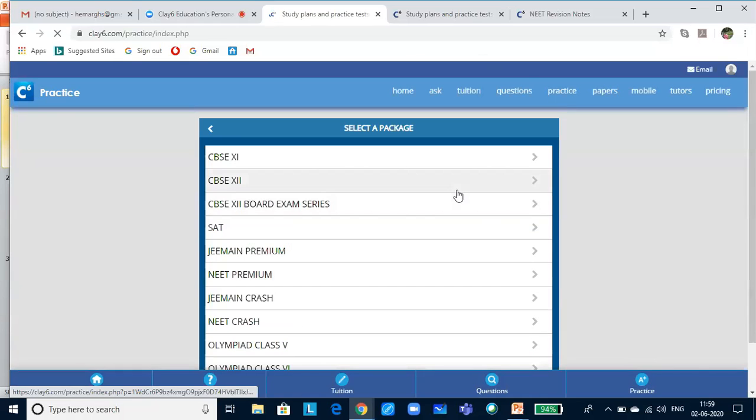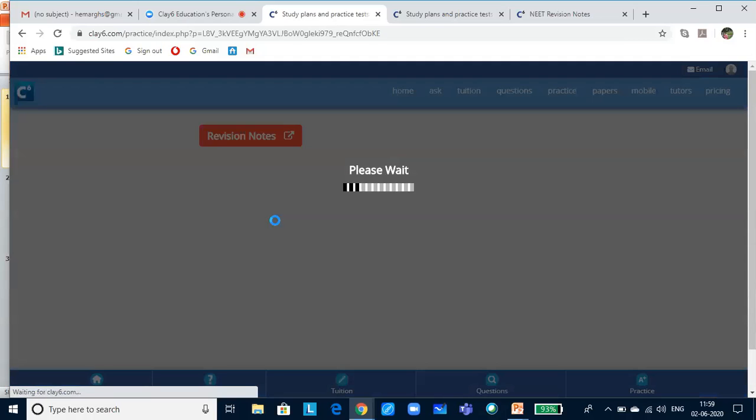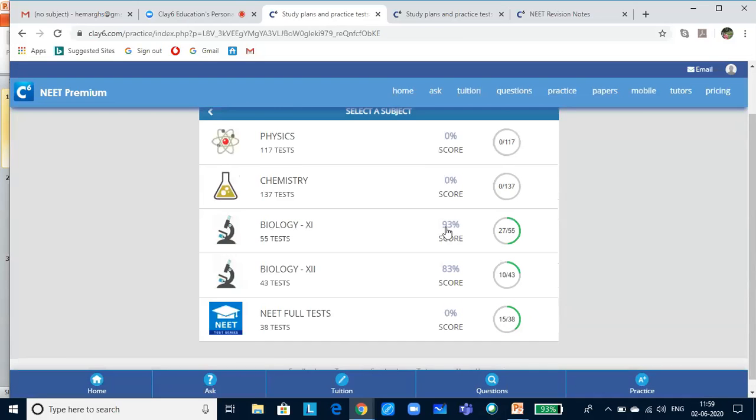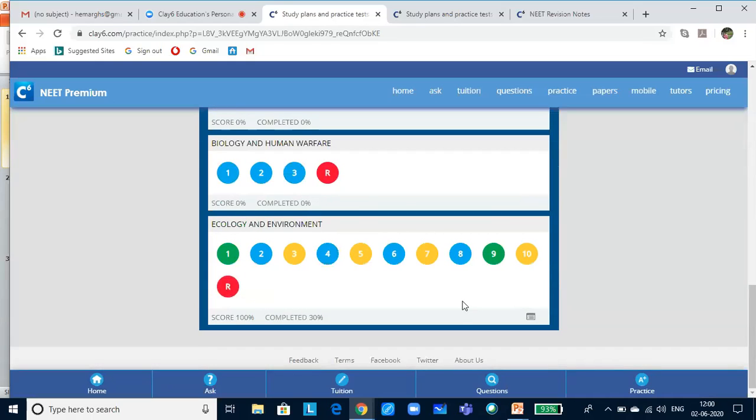You will see a lot of packages and you can select the package you want. Since it's a NEET class, I'm going to select NEET Premium. Here you find a lot of chapter-wise tests in physics, chemistry, biology, and NEET full-term tests. Since we are doing Biology 12th, let me open this.